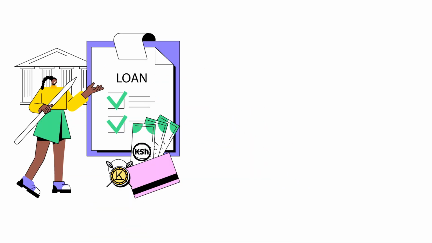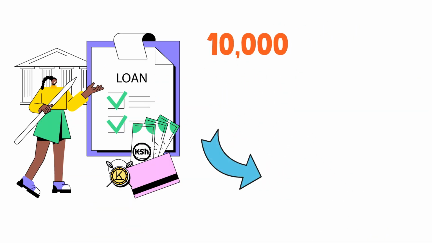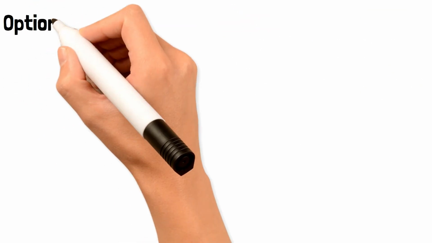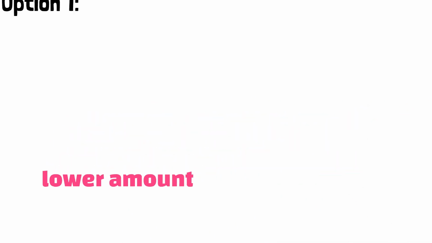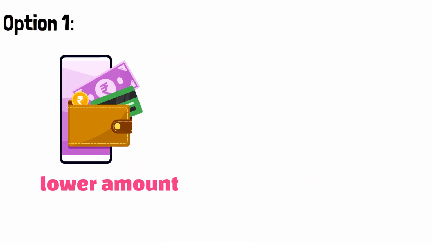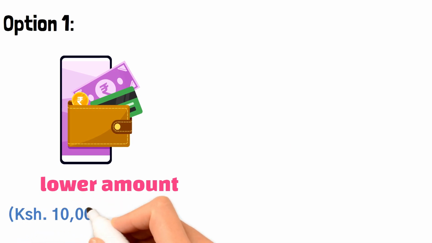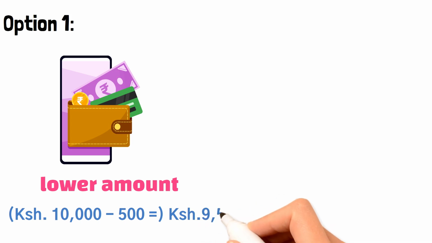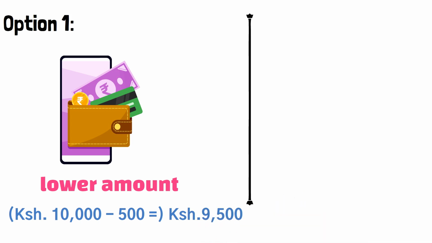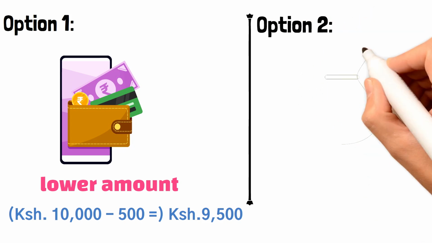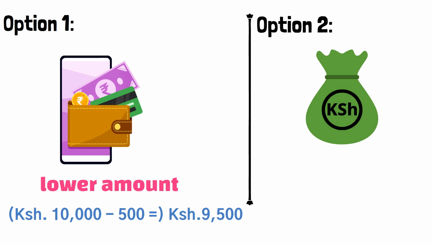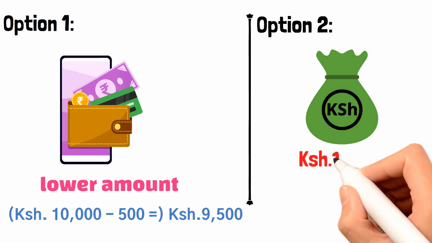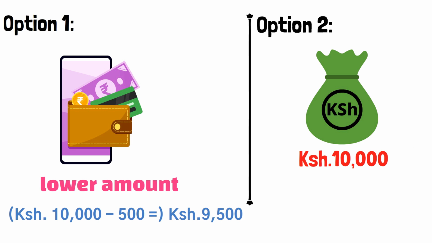For example, if you borrow Kenyan shillings 10,000 and you are charged a service fee of 5%, Kenyan shillings 500. Option 1. You would receive a lower amount than what you borrowed on your mobile wallet. This means that you are going to receive Kenyan shillings 10,000 minus 500 equals Kenyan shillings 9,500 on your mobile money account. Option 2. You would receive the amount you borrowed, but you will be required to pay more when repaying. This means that you receive Kenyan shillings 10,000 as borrowed but repay Kenyan shillings 10,500, besides the interest rate charges calculated separately.